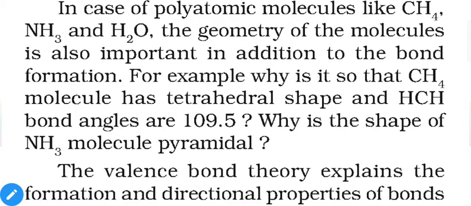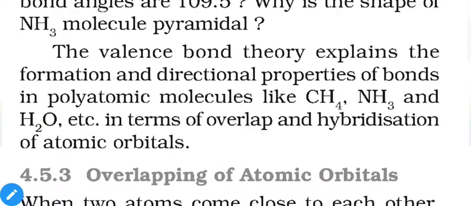For example, the methane molecule and the ammonia molecule both contain the same type of hybridization. That means carbon and nitrogen both use one s and three p orbitals, and both have a total of four electron pairs around them. But CH4 is a tetrahedral molecule with a 109.5 degree angle, and NH3 is pyramidal. So valence bond theory explains the directional properties of bonds in polyatomic molecules like methane, ammonia, water, etc. in terms of overlap and hybridized atomic orbitals.